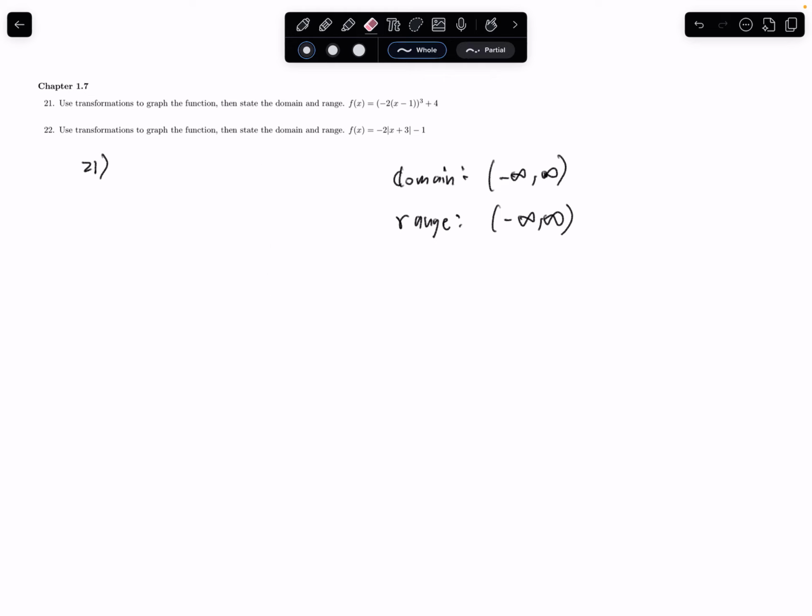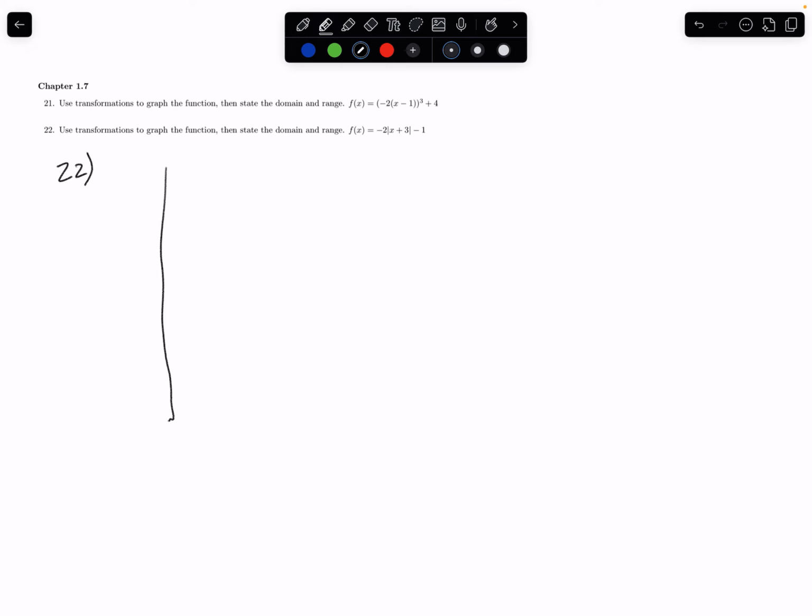Okay. So now let's double check we answered the question. Graph the function using transformation, state the domain and range. Yeah, okay, now we finished it. Let's go back now to 22. Let's go back to where we were.